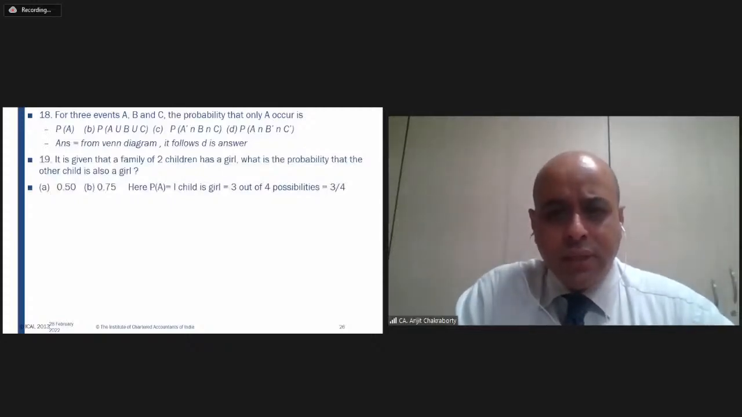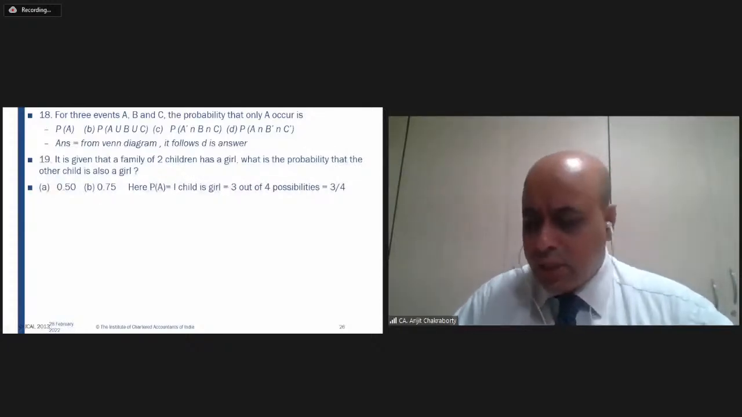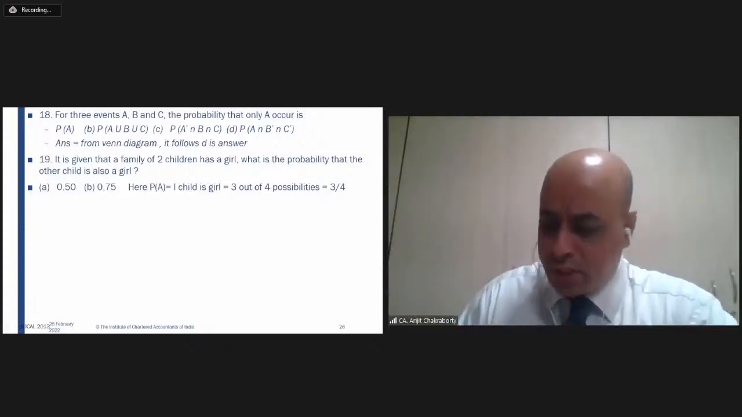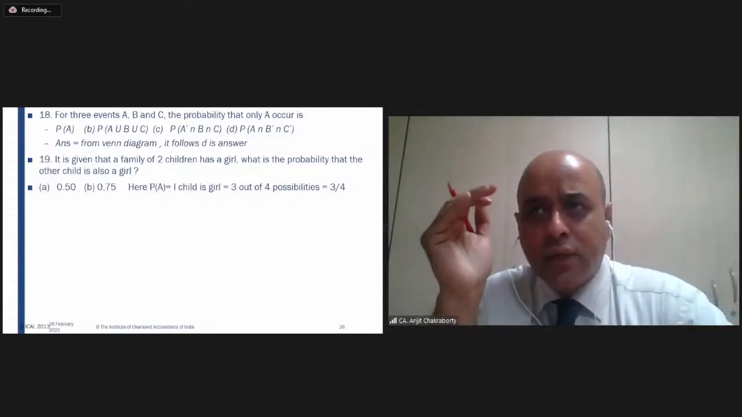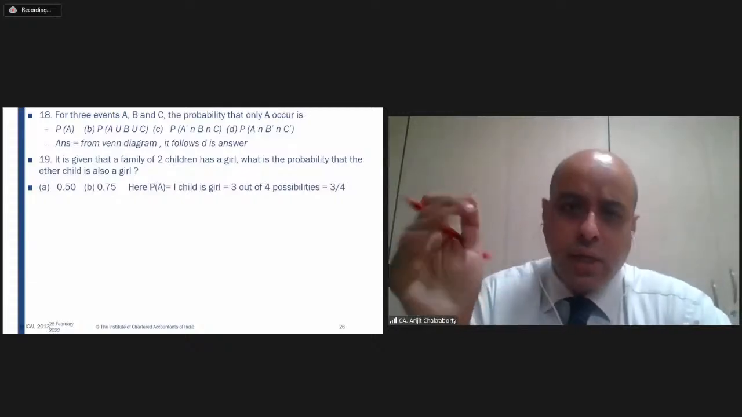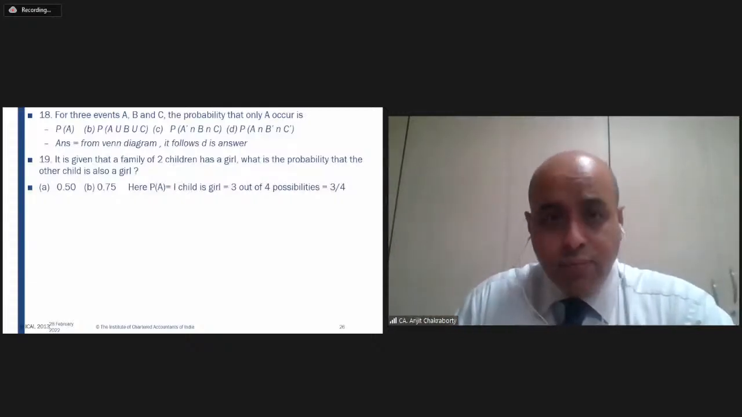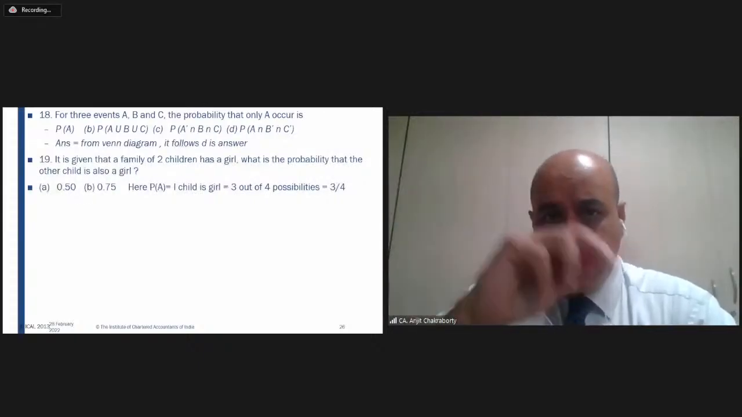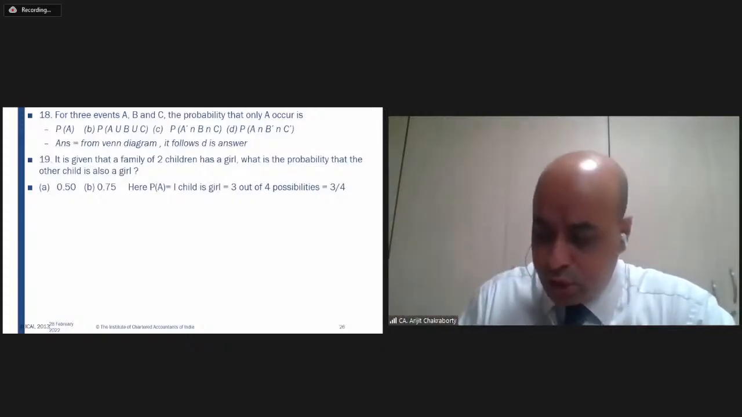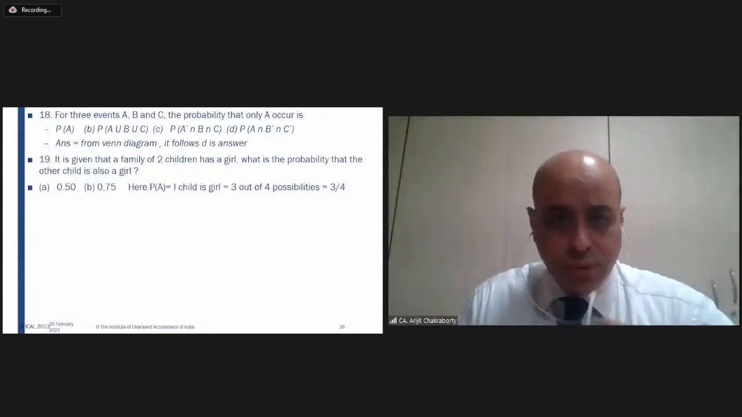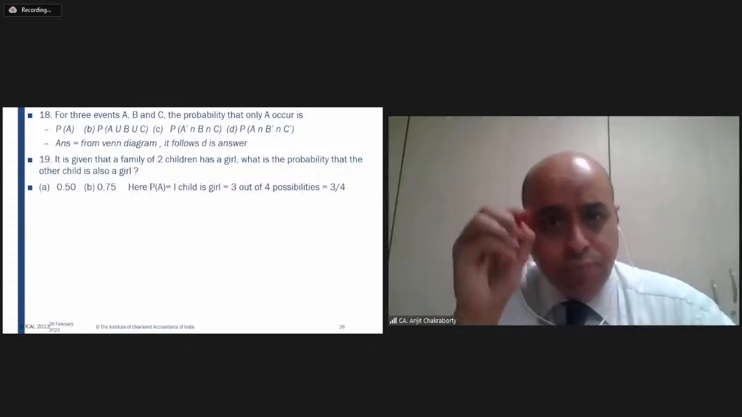So let us take the probability that one child is a girl. One child is a girl, what are the combinations? I am writing boy and girl. First situation: elder child is a boy, younger child is a girl. Second situation: elder child is a girl, younger child is a boy. So BG, GB. Then the third situation can be both are girls, GG. And the fourth situation can be both are boys, BB.